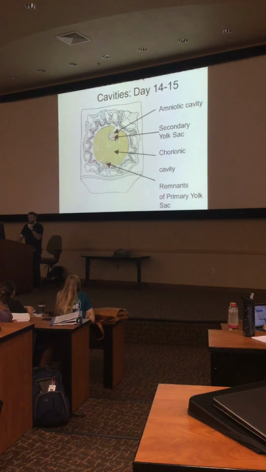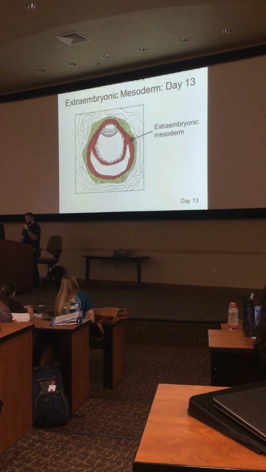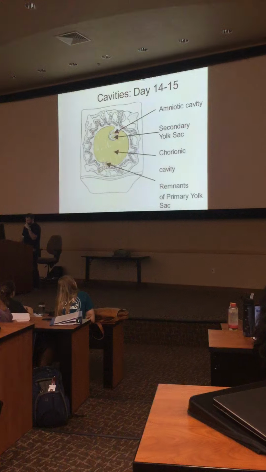Okay? Anyone confused? Okay. And one thing also that I haven't mentioned yet. So the chorionic cavity is extra embryonic? Yes. Okay. So because it was made by what? Extra embryonic mesoderm. Okay? Does that make sense?